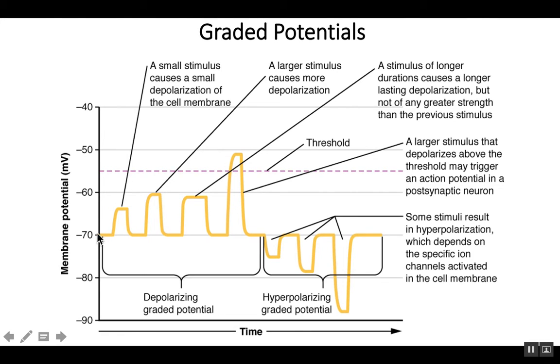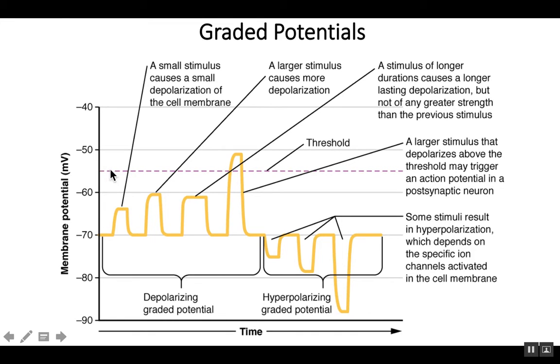Notice here we are at rest at negative 70. So during this time point, this neuron is not getting stimulated or inhibited by another neuron or another stimulus, such as a mechanical stimulus. Here we see there is a small depolarization that occurred. A small stimulus causes a small depolarization of the cell membrane. Recall that at depolarization, the membrane becomes less negative. But notice that it's not enough to reach threshold.